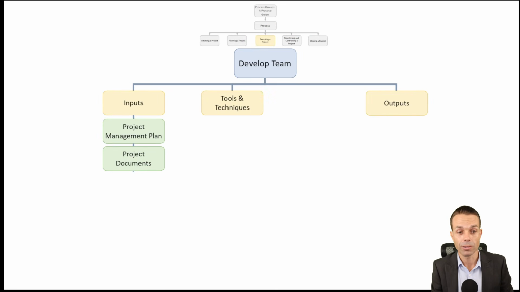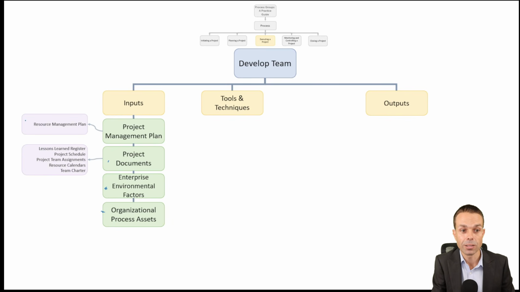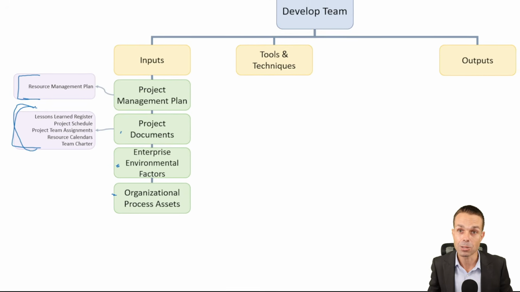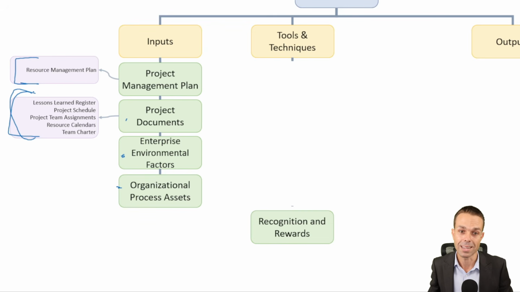And the inputs that we want are our project management plan, project documents, EEFs and OPAs. So the resource management plan was our process for how we were going to do this. We can now refer to that process. Lessons learned that we've learned along the way, and the team charter for how we're working with our team.